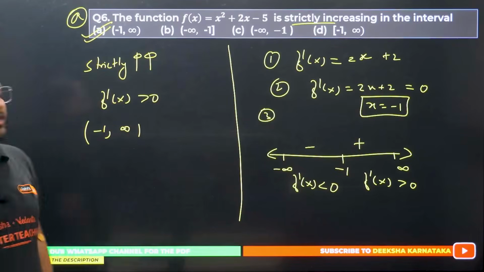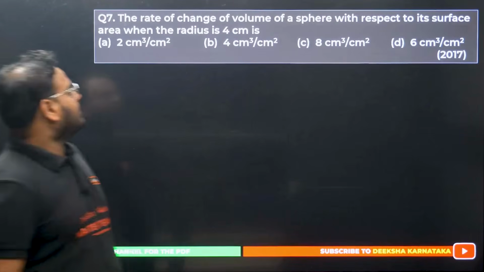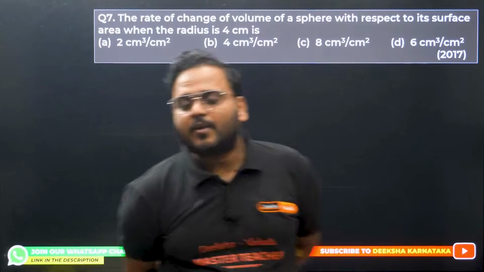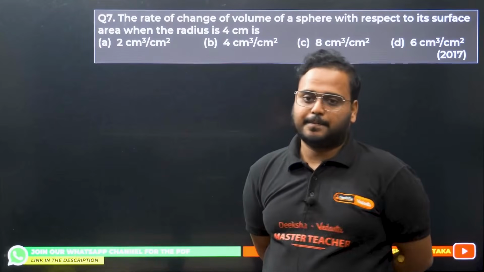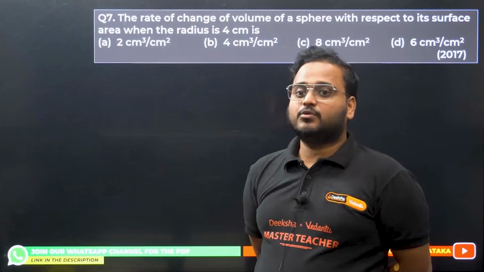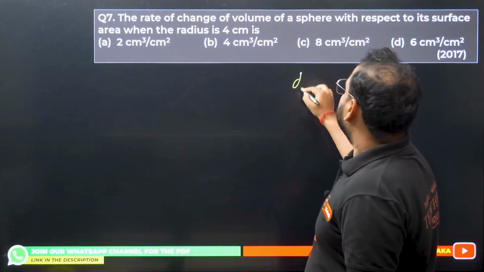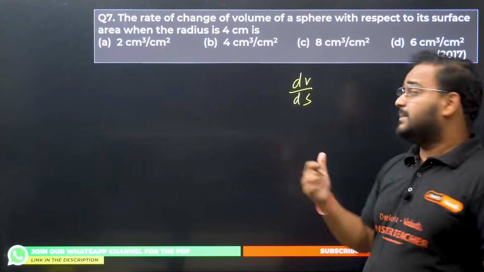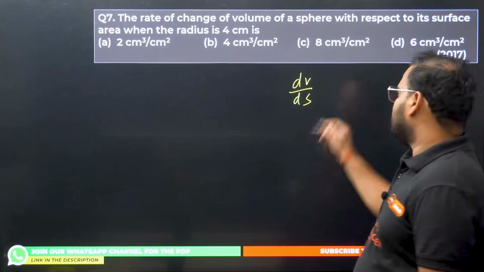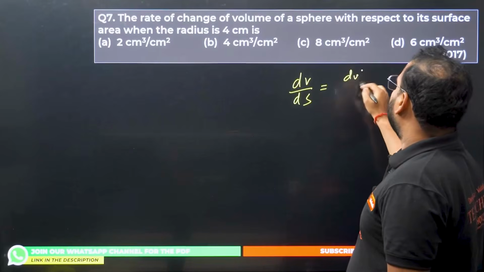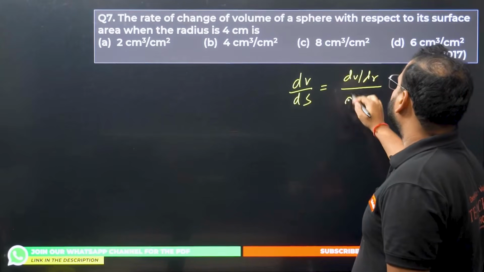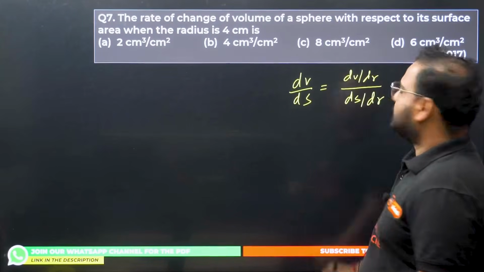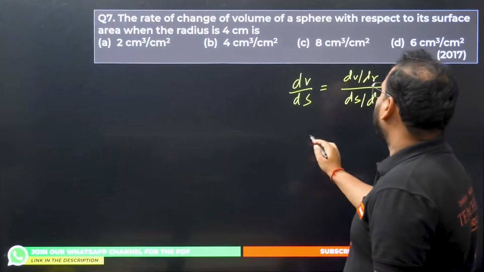6 is done. Question number 7 now. The rate of change of volume of a sphere with respect to its surface area is going to be what? They are asking you dV by dS. This is the parametric form that you have learnt. Please check: dV by dr divided by dS by dr.